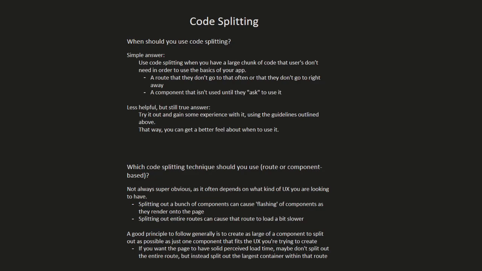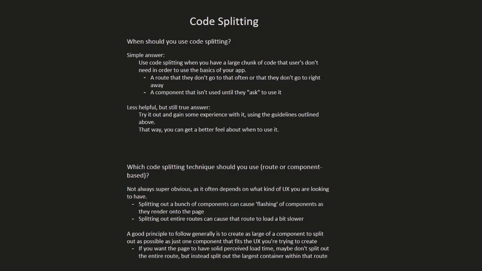And also, a good principle to follow is generally that you should try to create as large of a component as possible to split out when doing component-based code splitting. That way you don't have the flashiness like I mentioned before. This decision between route-based and component-based also comes down to the user experience you're looking to create. If you're really trying to focus on really good perceived load times, then maybe component-based code splitting would be best and not doing route-based code splitting. That way the routes can load pretty quickly initially, and then the rest of the stuff can just fill in as they load.